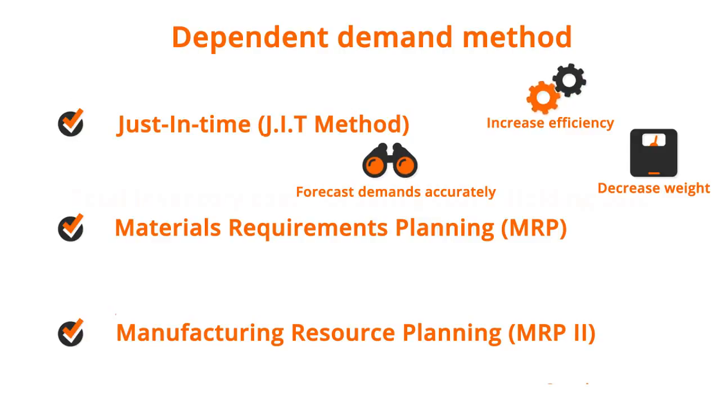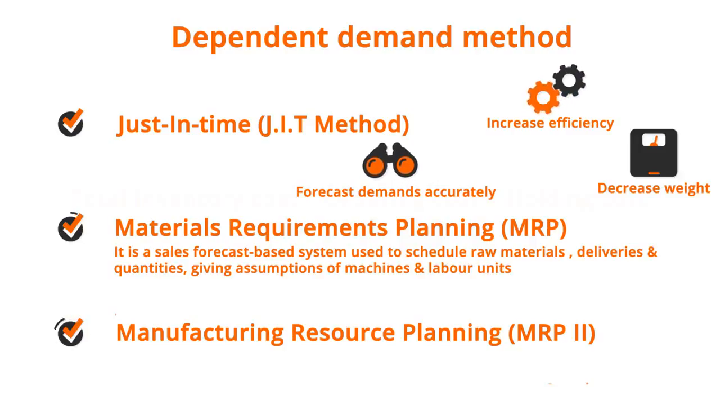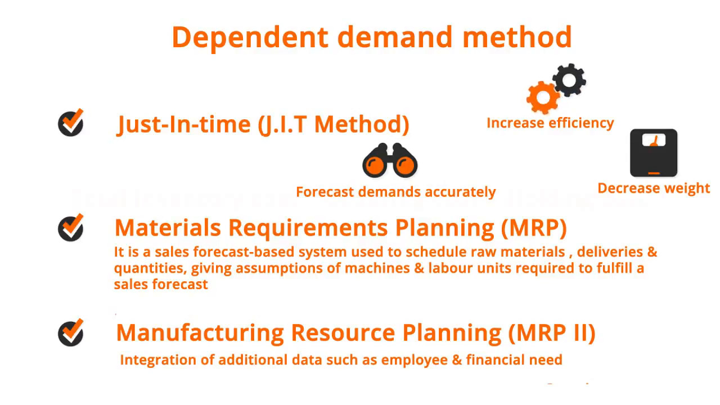Materials requirement planning, MRP. An MRP information system is a sales forecast based system used to schedule raw materials, deliveries, and quantities, giving assumptions of machine and labor units required to fulfill a sales forecast. And finally, MRP2, which is manufacturing resource planning. This evolved from the early material requirement planning system by including the integration of additional data such as employee and financial needs. This system is designed to centralize, integrate, and process information for effective decision making in scheduling, design engineering, inventory management, and cost control in manufacturing.